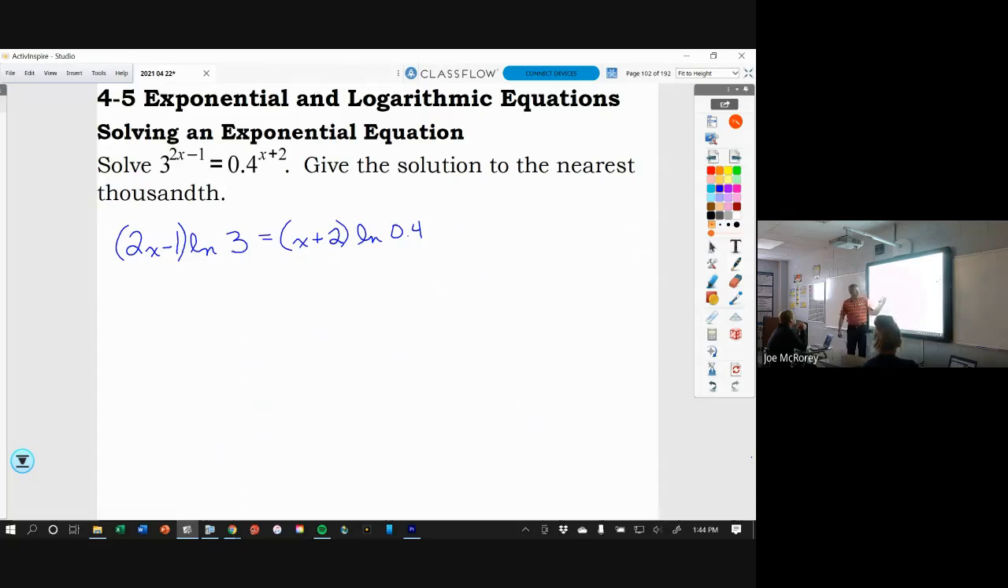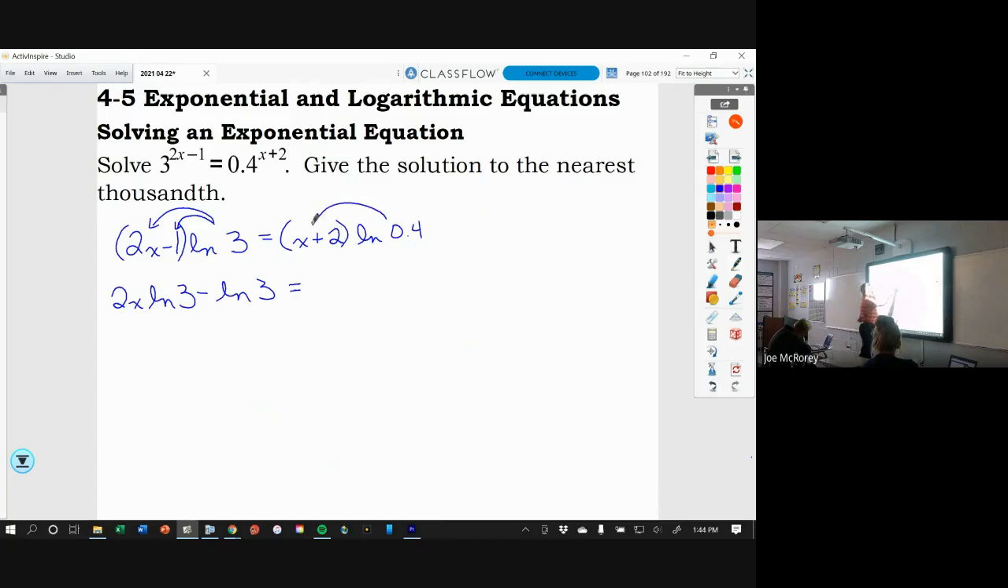Distribute it. I'm going to take this natural log, which is just a number, and distribute it to the 2x and to the minus 1, which gives me 2x natural log of 3 minus natural log of 3, because you have a minus 1 times natural log of 3. Okay?